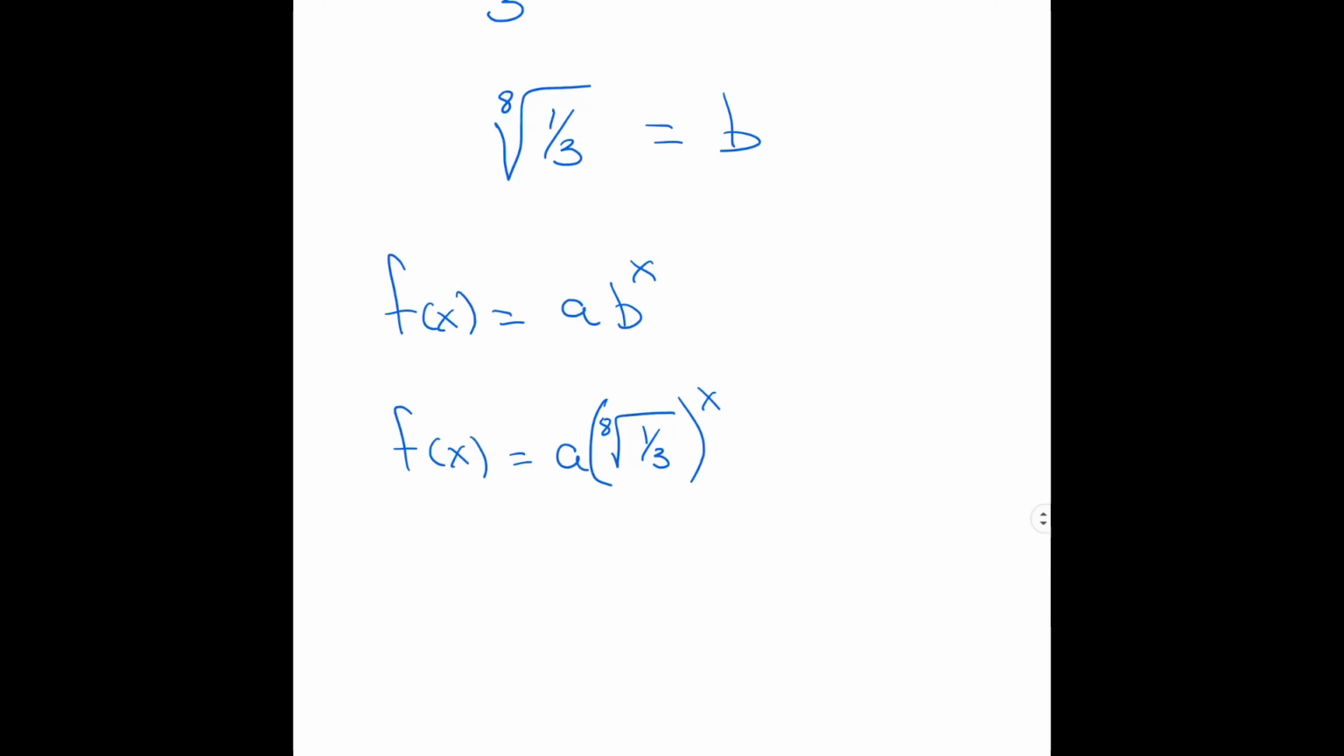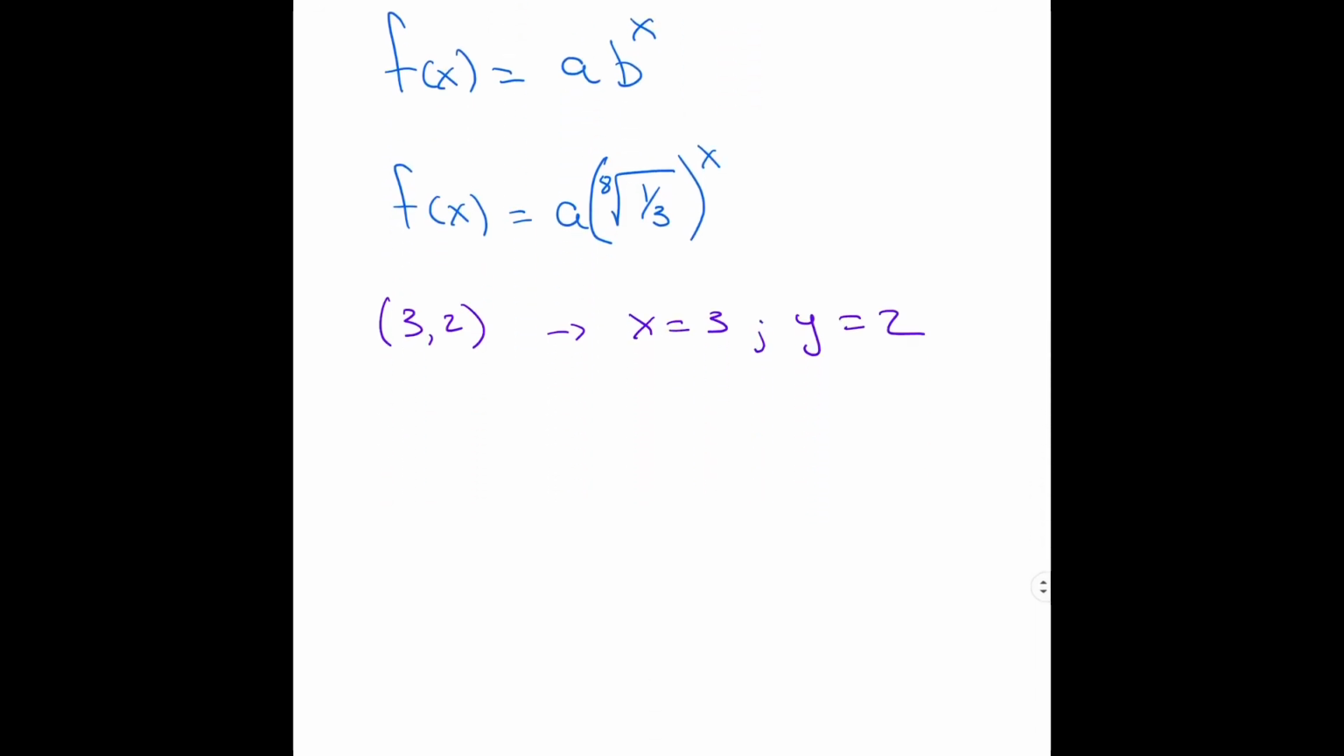Then from one of my points, remember I had two points, I'm going to pick one of them. It doesn't matter which one I choose, but I'm going to choose (3, 2) again. So x is equal to 3, y is equal to 2. So 2 equals a times the 8th root of 1/3 raised to the x, which is 3. And I just have to solve that for a.